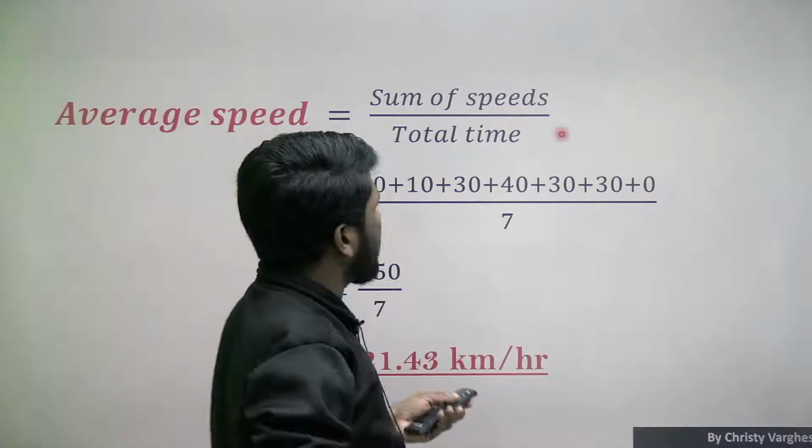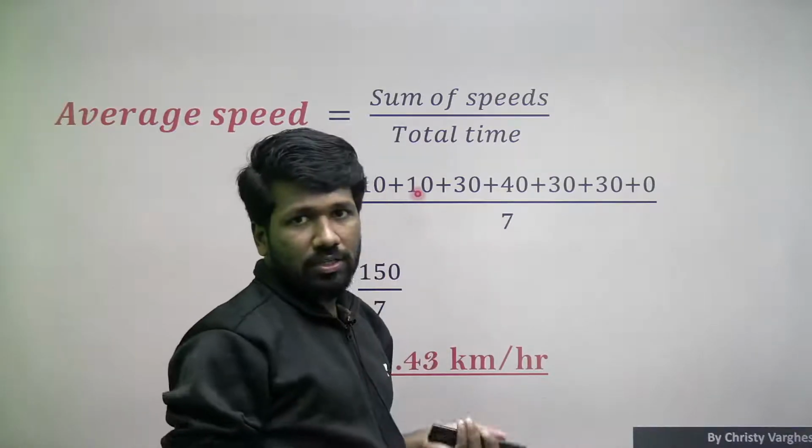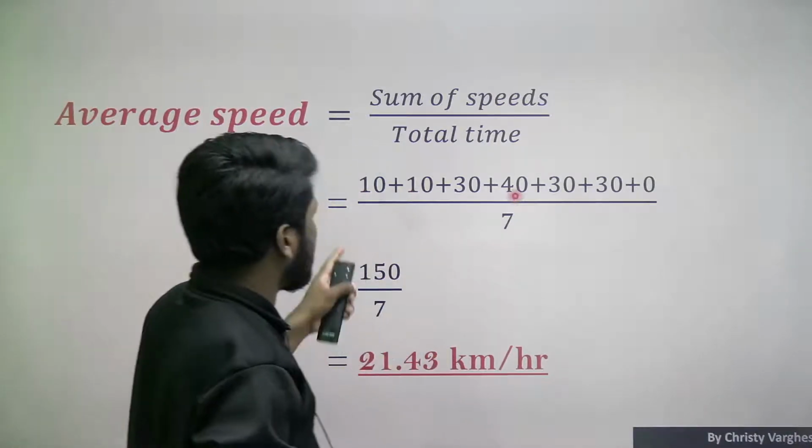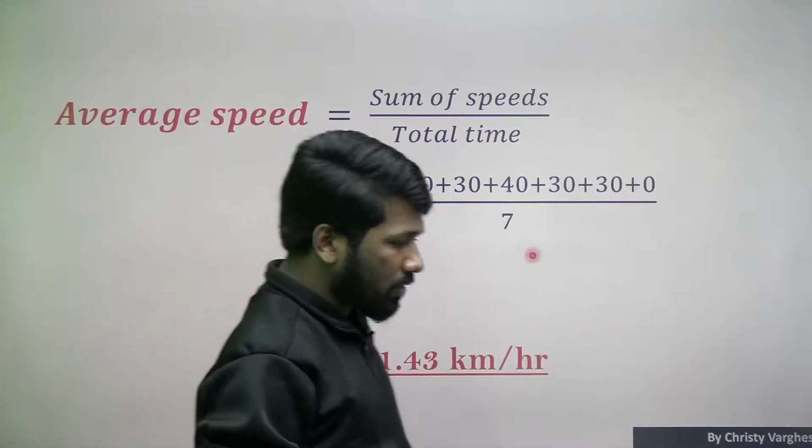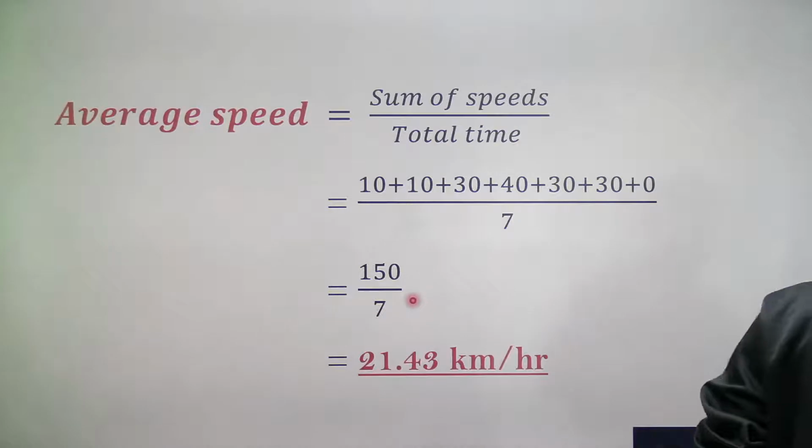Sum of speeds divided by total time, because average is the total sum of observations divided by the number of observations. So, add all these up, divided by 7. So, 21.43 is the answer. Please respond whether this is clear or not.